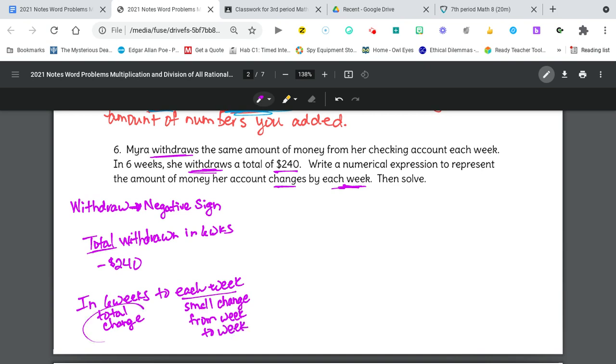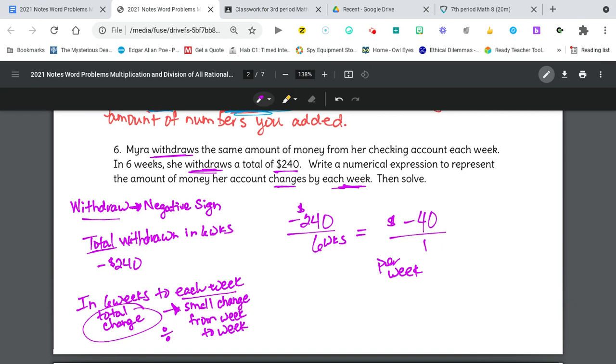So here we go again. Now I have the total and I want to go to something smaller. So what did I tell you to do if you have the total and you want to go to something smaller? Well, you are to divide. So I'm going to take my -240 and I'm going to use negative in place of the word withdraw and divide it by 6. So that amount of money divided by 6 weeks is going to give me the money per week, okay? So that's going to be a change of $40 for every 1 week, okay?